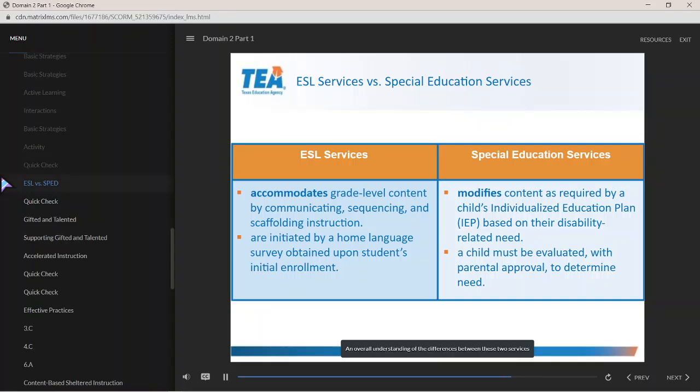An overall understanding of the differences between these two services and the individual characteristics of English learners will better prepare teachers to distinguish between a student's language proficiency development needs and learning disability needs in general. Knowledge of this important distinction should help ESL teachers implement appropriate grade level instruction for English learners and prevent inaccurate over-identification of English learners as candidates for SPED services.